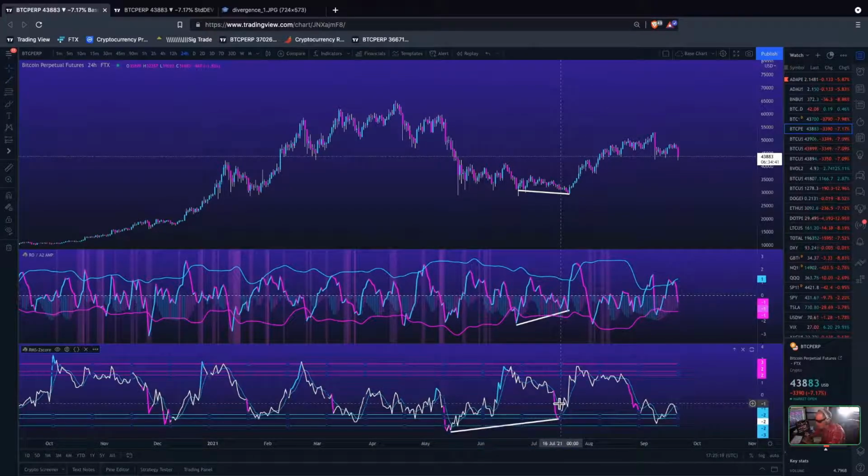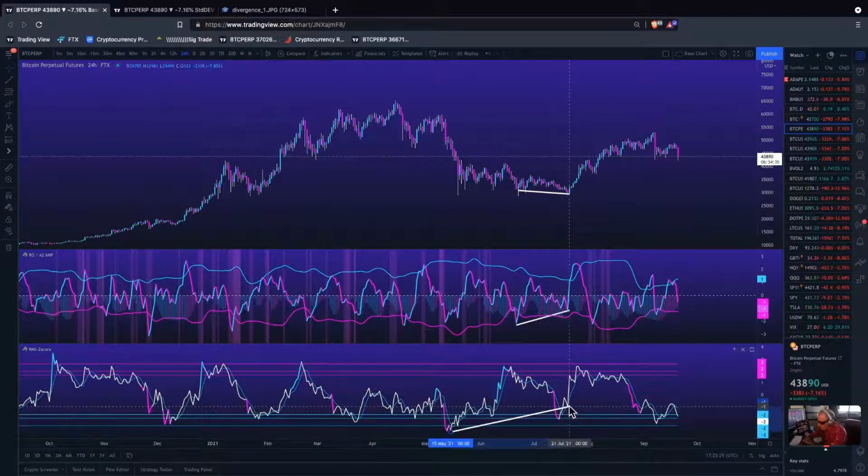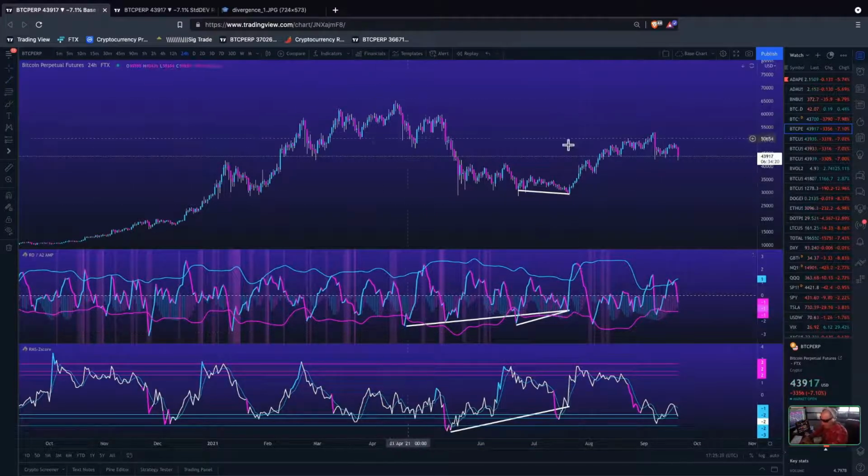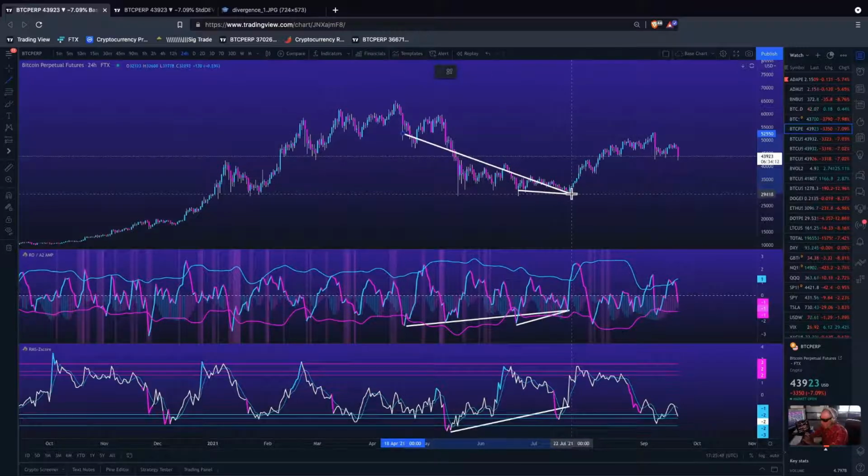Boom, there's that. You can actually move that up to that stab right there. There we go. Let's make one more line back here. So we're pretty much talking about this whole move, which just started to create divergence. You've got lower lows on price action, and you've got higher lows on the indicators. And it finally took us right back out of this hole.